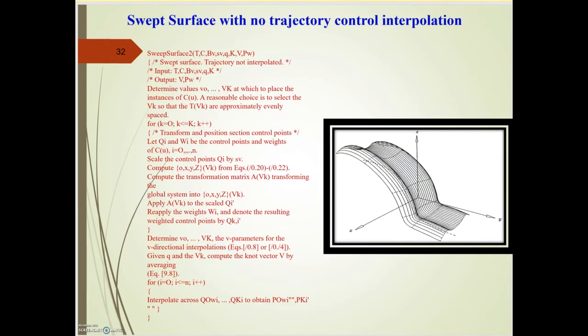Swept surface with no trajectory control interpolation. This is an example algorithm for creating a swept surface with no trajectory control interpolation. We can take input of control points and trajectory and BV and SV as input functions, and Q and K need to be minimum. Then by performing the transformation and positioning, we can generate an output of a swept surface with no trajectory control interpolation.